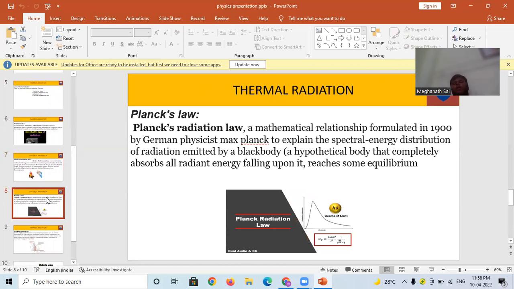And coming to the next one, Planck's law. Planck's radiation law is a mathematical relationship formulated in 1900 by German physicist Max Planck to explain the spectral energy distribution of radiation emitted by a body. A hypothetical body that completely absorbs all radiant energy falling upon it reaches some equilibrium. So this slide shows Planck's law, which was derived by Max Planck.